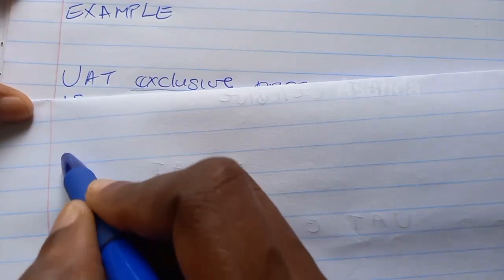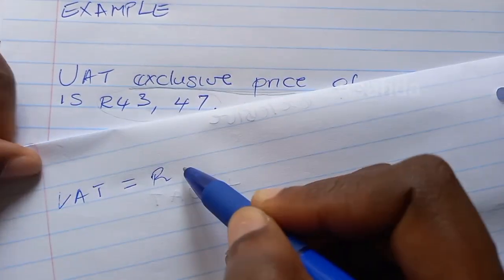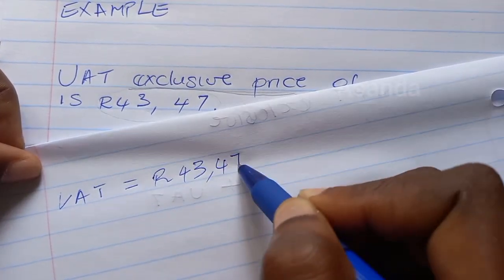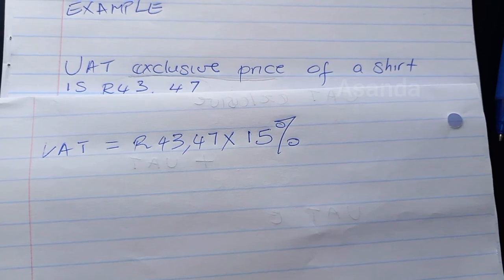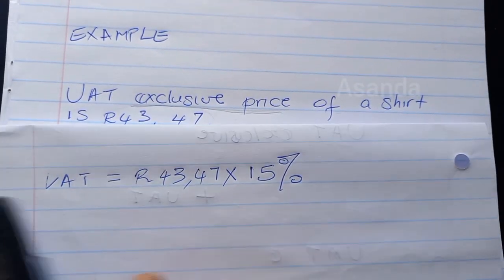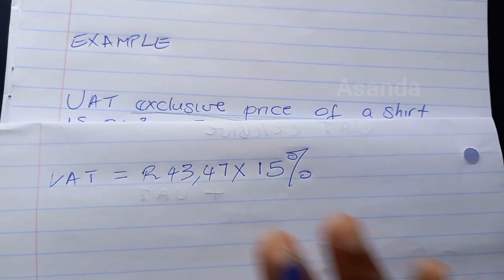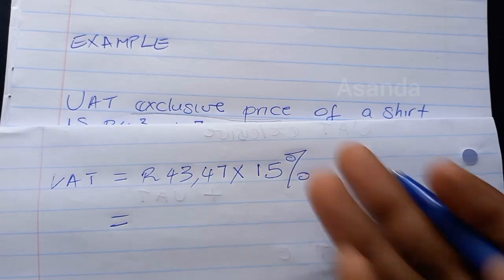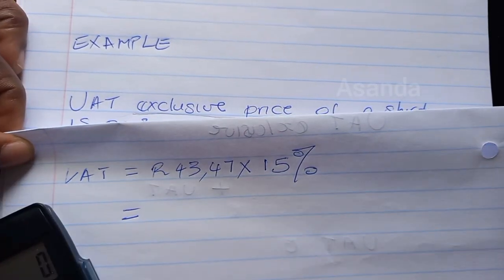So what you're going to do is you're going to say VAT is equal to 43 rands and 47 cents multiplied by 15%. When we are doing calculations of percentage, what we do is we multiply by 15 and forget that there's 100 dividing. So I've made it a rule of thumb that you don't multiply without reminding yourself of the 15% first. So what you do is, I'm going to skip one step this time.